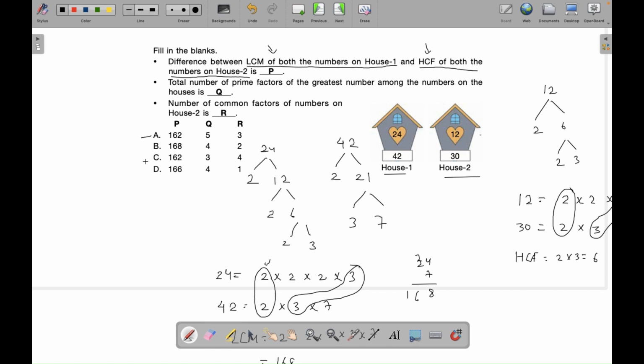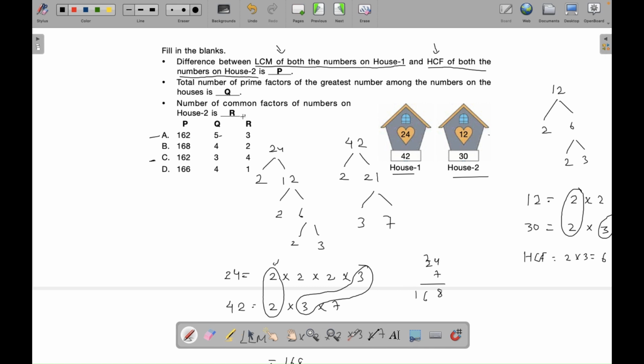Now we can eliminate two of the options which are not 162, that is B and D. B and D cannot be correct. Right. Now between A and C, we just have to check any one of these, right? Because if you look at Q, it says 5 and it says 3. So if I am able to find the answer for this B, then we can easily say that this is correct without even solving for R.